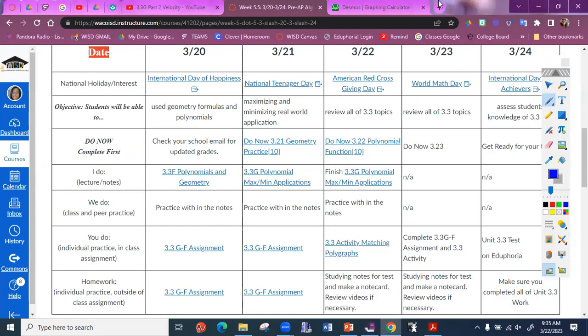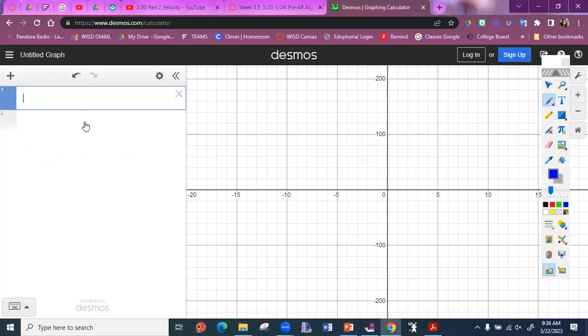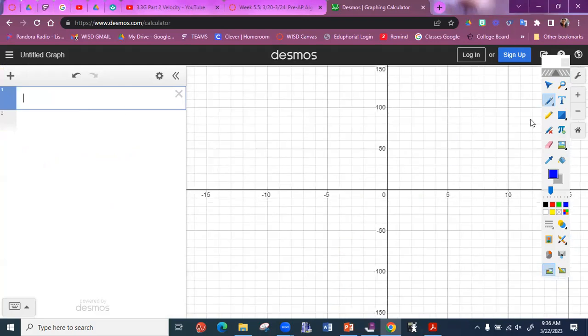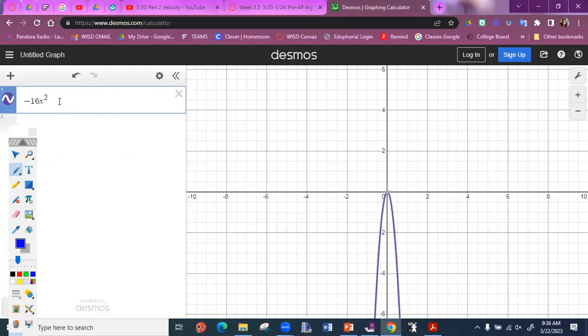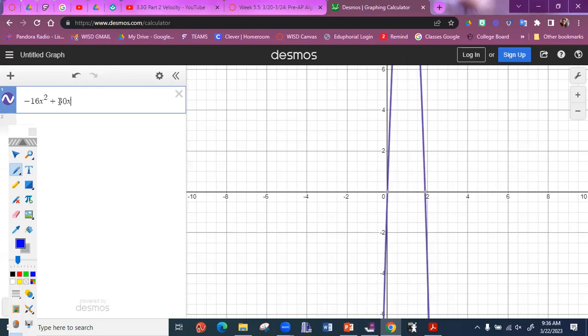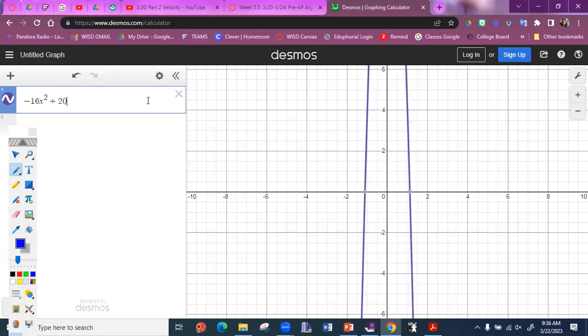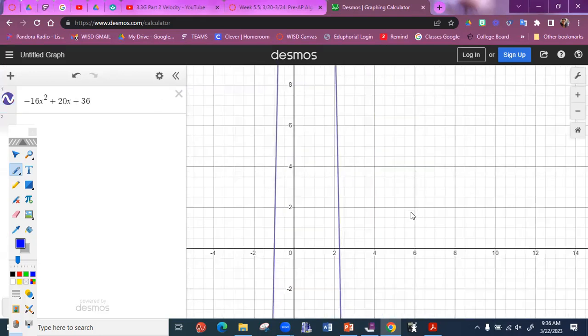So I'm going to go to my Desmos. I'm going to clear out what I already have in here from our do now. And I'm going to reset my graph also. All right. So we're graphing our negative 16x squared. Yes, it's only formatted in x and y. Okay. And we're going to put plus 20x plus 36. All right, so here we are.